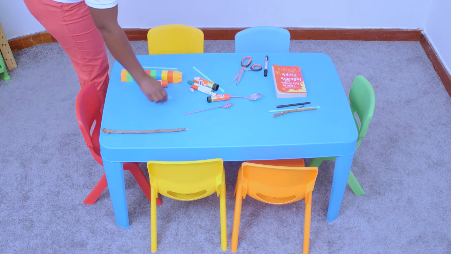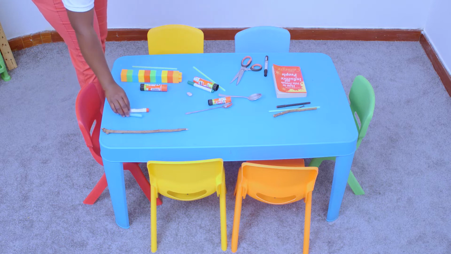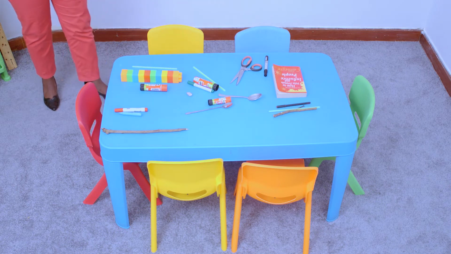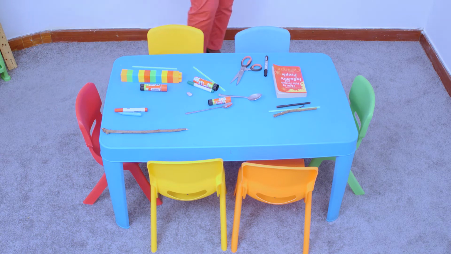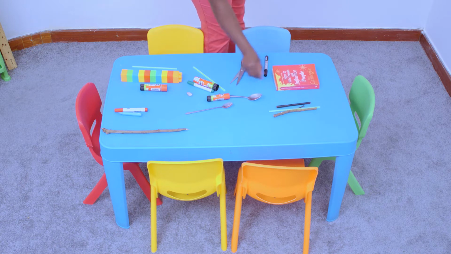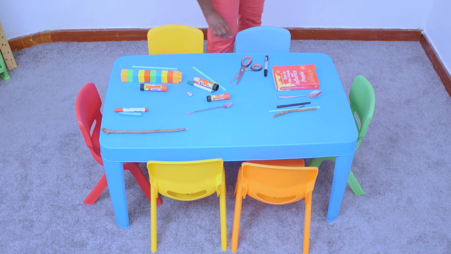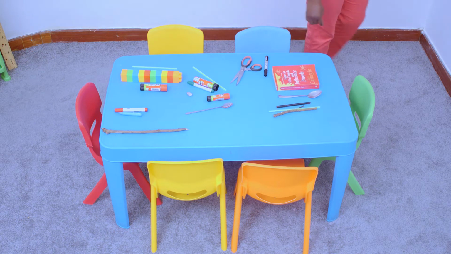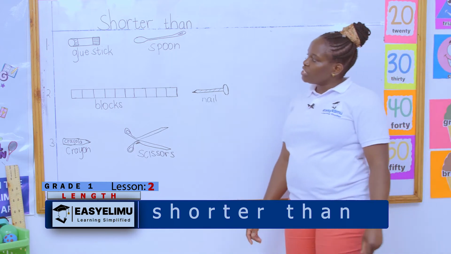Let's compare this crayon and this pen. What can you say about the crayon and the pen? The crayon is shorter than the pen. What can you say about this book and the spoon? The spoon is shorter than the book. So when you use the word shorter, look at our board today.